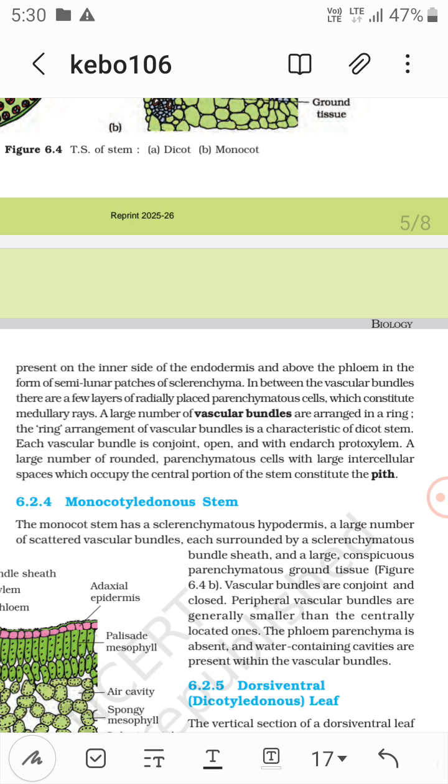In between the vascular bundles there are a few layers of radially placed parenchymatous cells which constitute medullary rays. A large number of vascular bundles are arranged in a ring. The ring arrangement of vascular bundles is a characteristic of dicot stem. Now each vascular bundle is conjoint, open, and with endarch protoxylem.